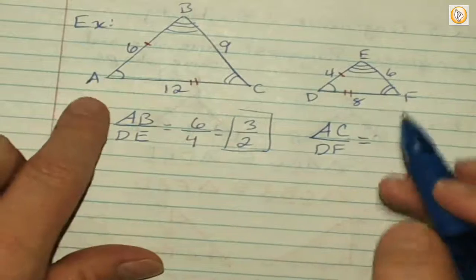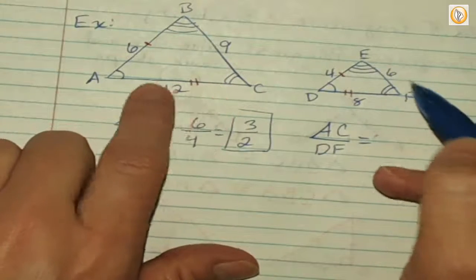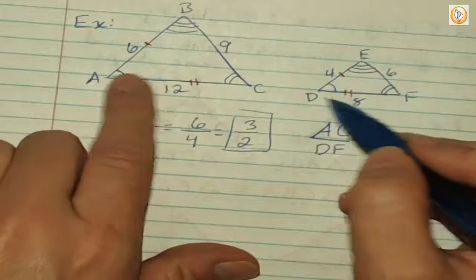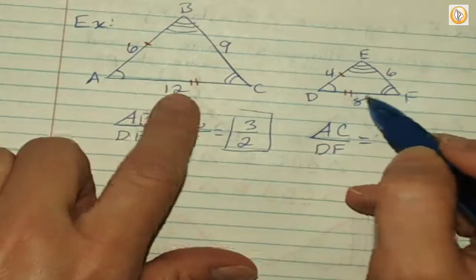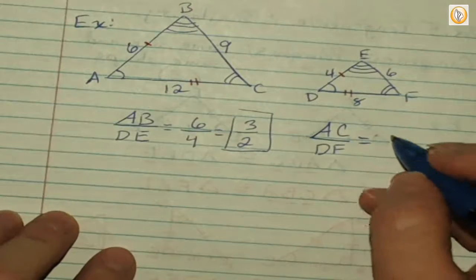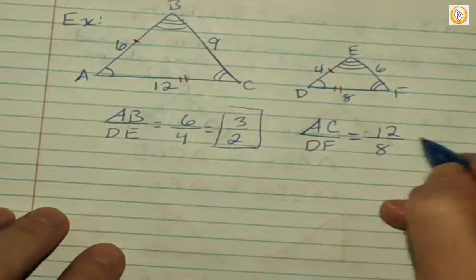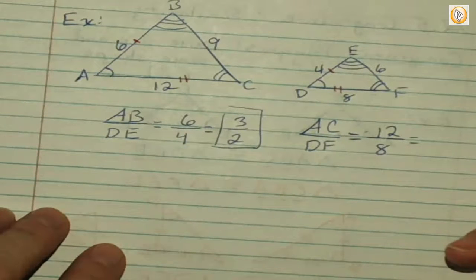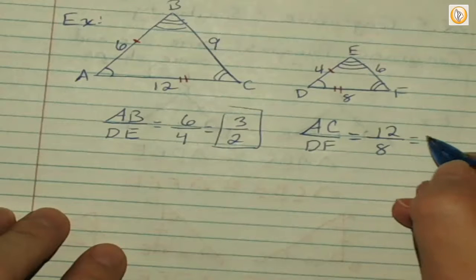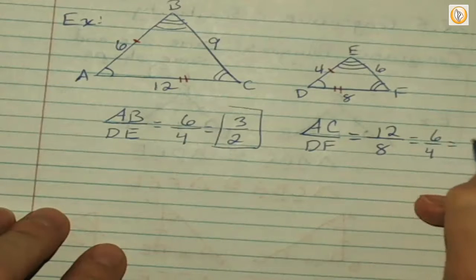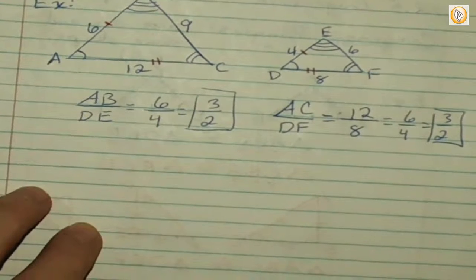But if you choose AC, you can't do EF. You see what I'm saying? You have to choose the same sides, right? Do y'all understand that? Izzy, do you see that? Okay, so Izzy, what's the measurement for AC? 12. And DF? 8. All right, and if you simplify that, what do you get? 3/2. All right, so far it's working out, right?